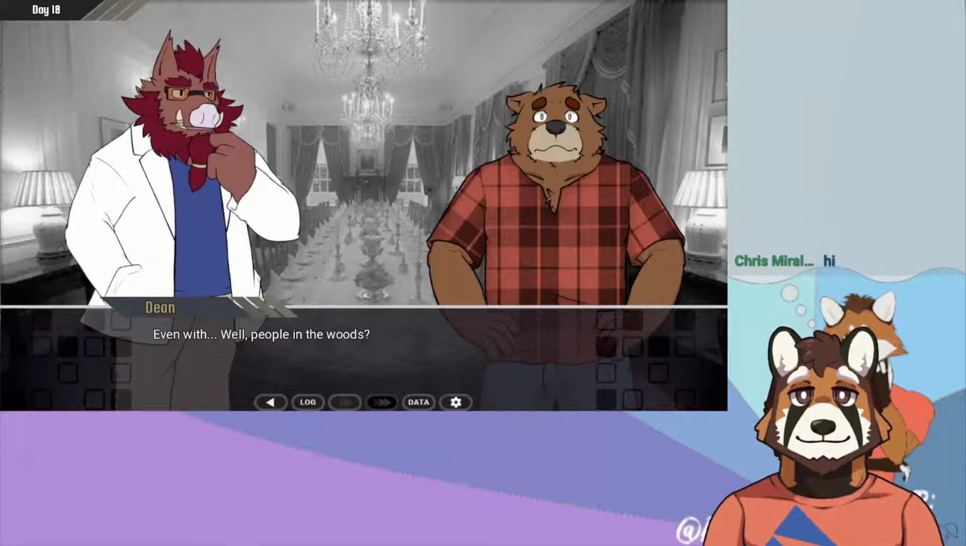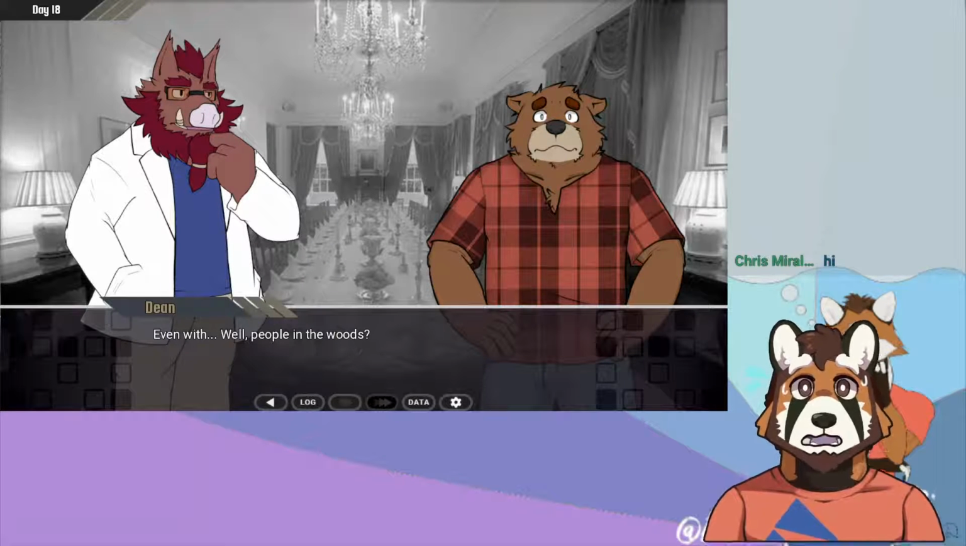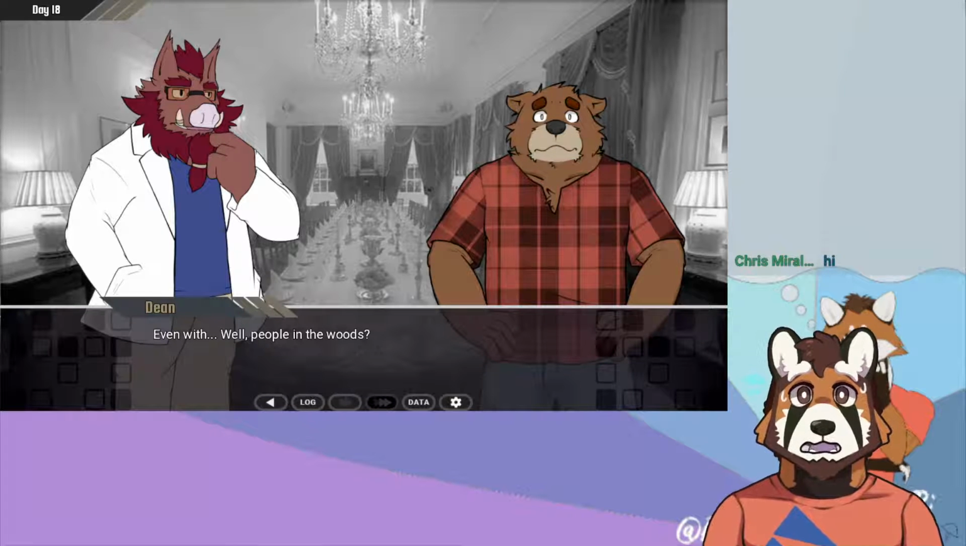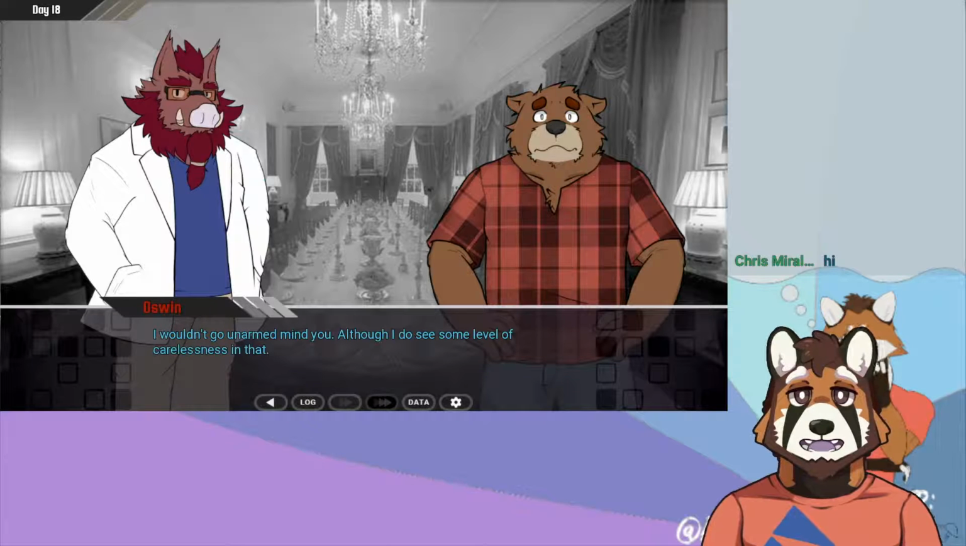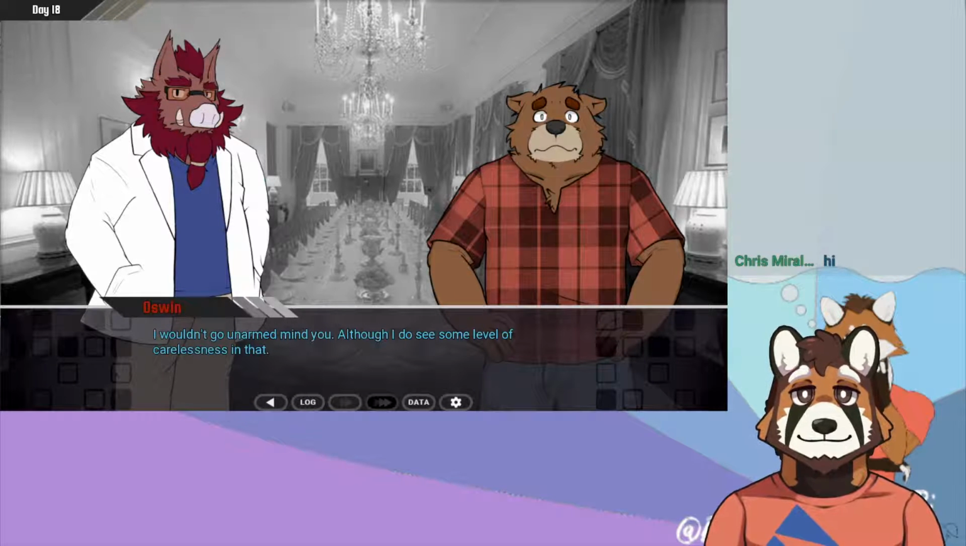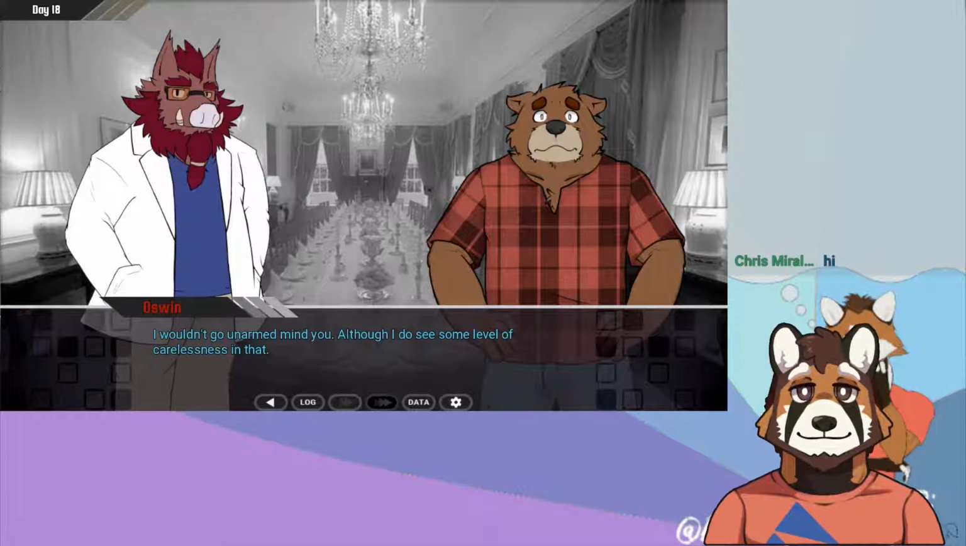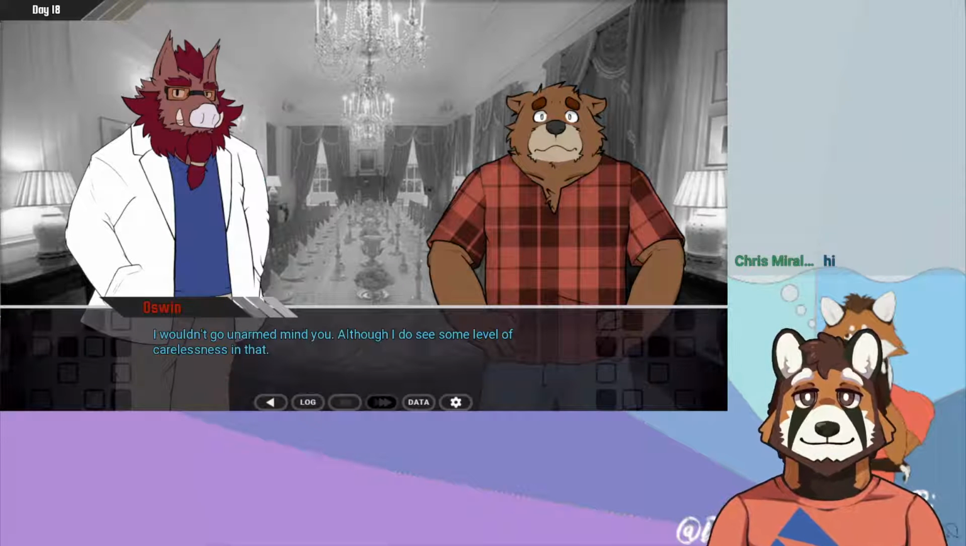Even with people in the woods? I wouldn't go unarmed, mind you. Pulls a gun out of his trunks in the hot tub. You get the Glock from the hot tub.